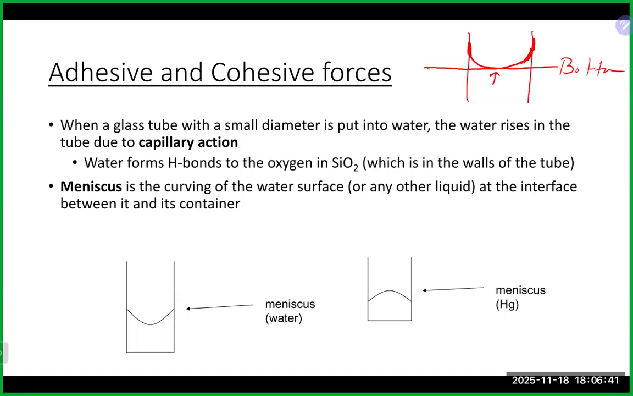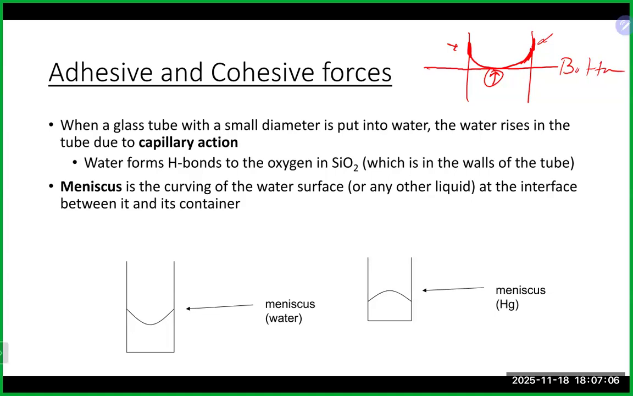And if we didn't have that interaction, all the water on the sides here would actually be right about there in terms of the level. So that's why we read from the bottom of the meniscus. In this case, the adhesive forces, the forces between two different molecules, the glass and the water, are stronger than the cohesive forces, the forces between water and itself.